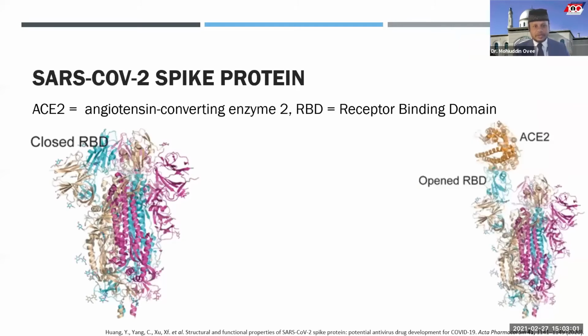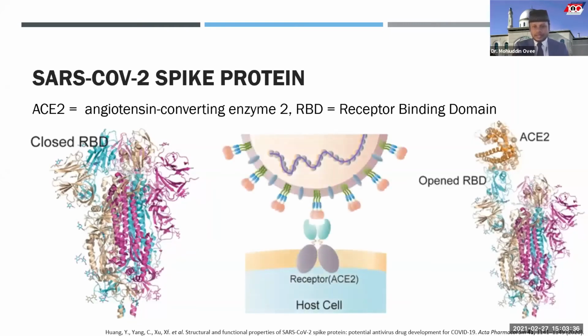On the left side, you can see the closed conformation of the protein, and on the right side, you see the open conformation of this protein. Each of them has three different colors indicating three proteins coming together. In the closed conformation, the RBD, receptor binding domain, is closed. And on the right side, when it is coming to the host cell and binding to the ACE2, angiotensin converting enzyme 2, it opens up.